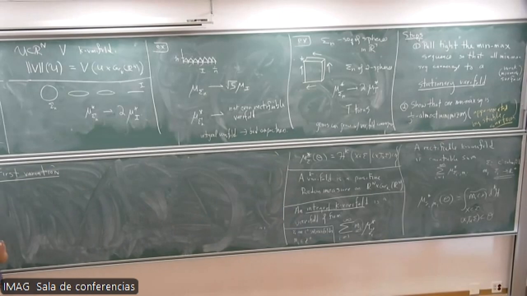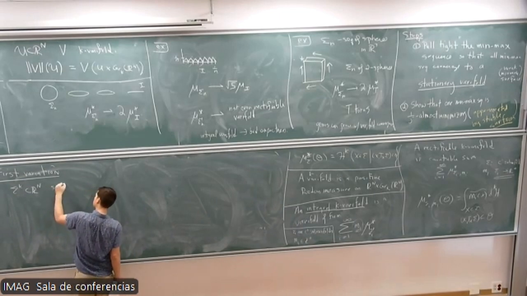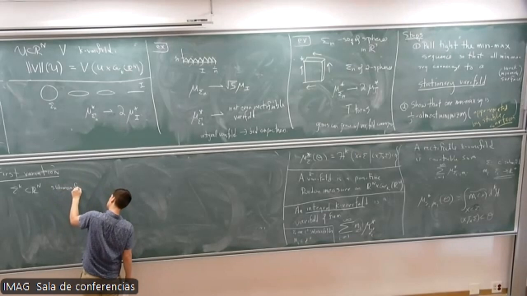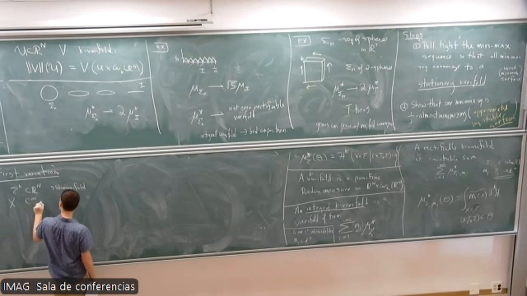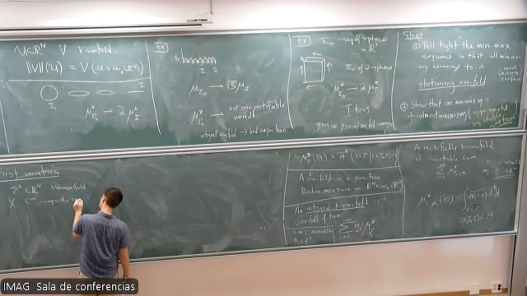So let's start with the case of the surface, which we understand hopefully somewhat well. So let's take a surface. This is just a surface, a submanifold. And let's take an ambient vector field. So let's just say X is a smooth, C infinity, compactly supported vector field.